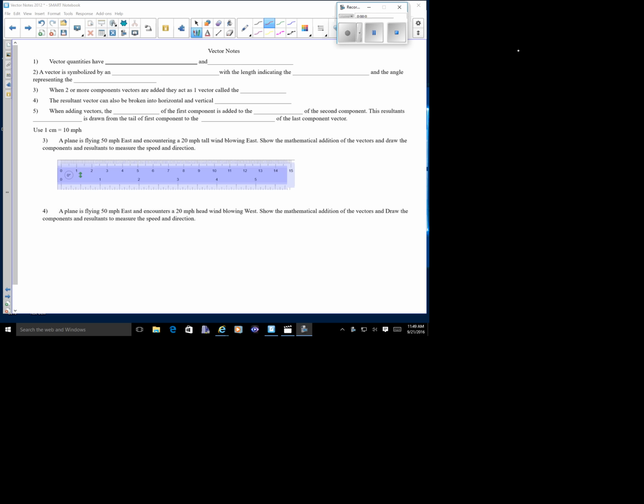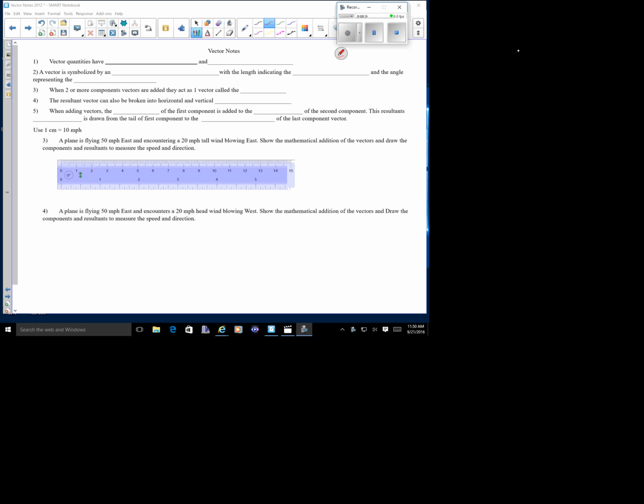And so vectors have both magnitude, which is like a number, and direction. So if I were to give you the speed, I'd say like miles per hour, like 30 miles per hour. But velocity, which is a vector quantity, would be like 30 miles per hour north. So it has both magnitude, which is a number, and direction.